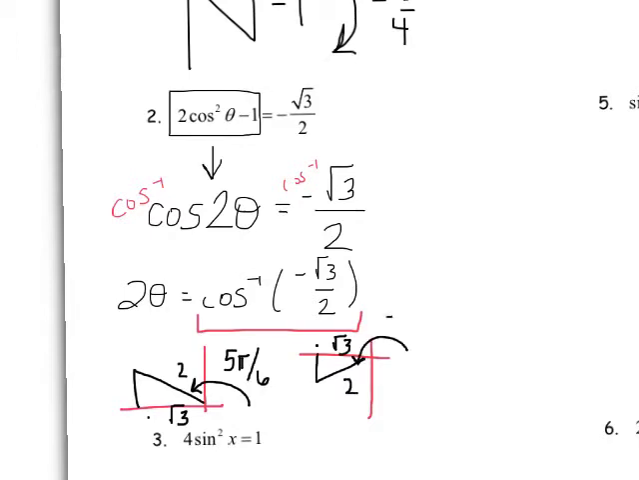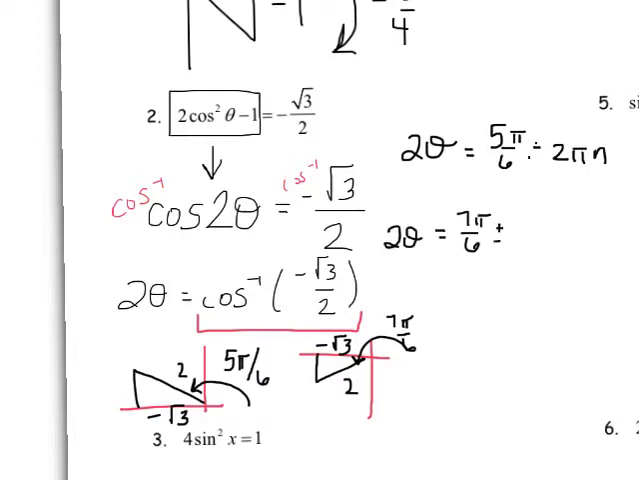At 7 pi over 6. Okay. Alright, so we've got 2 theta. Remember, this is why it's really important to show your work. Don't just think you always are done. This one is one of those instances where you actually have 2 theta equals 5 pi over 6 plus or minus 2 pi n, and 2 theta equals 7 pi over 6 plus or minus 2 pi n. So the last step would be to divide by that 2.